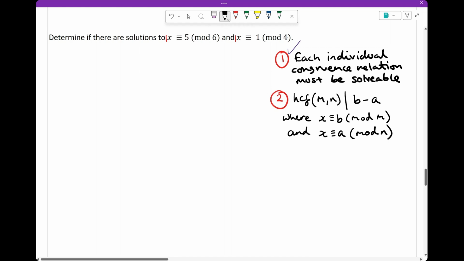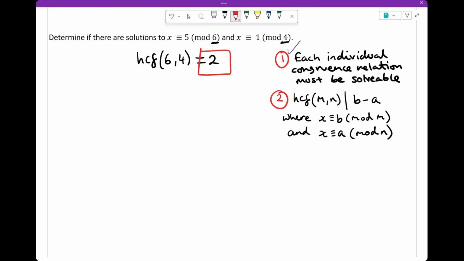Now let's consider step 2, which involves looking at the highest common factor of our two mods. So I'm going to look at the highest common factor of the 6 and the 4. The highest common factor of 6 and 4 is equal to 2. Then we're going to check if this 2 is a factor of the difference between the 5 and the 1, which are the two values I haven't used yet.